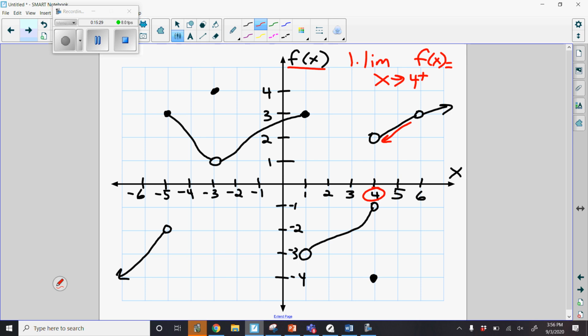Well, as I approach an x value of 4, what y value am I approaching? Well, I'm approaching a y value, or an f of x value of 2. So I know the limit as x goes to 4 plus would be 2. Okay. Again, that should be written below in your notes, because I'm about to erase it and write a different question. So here's the next question.